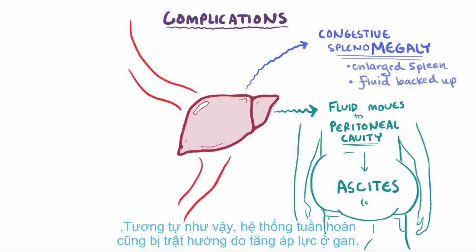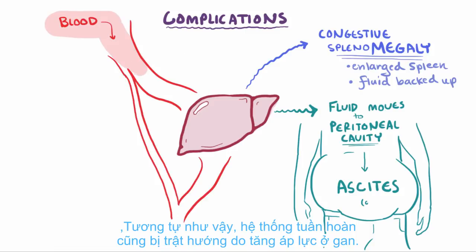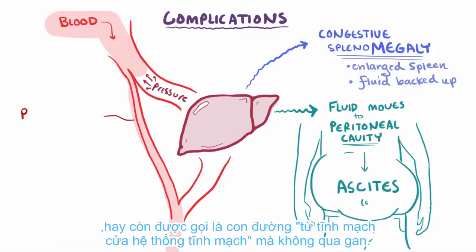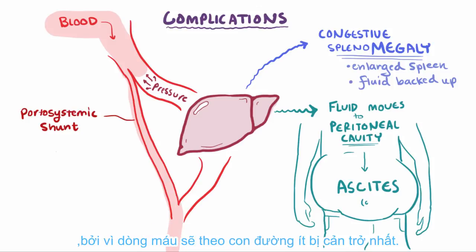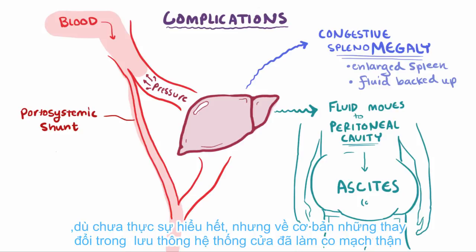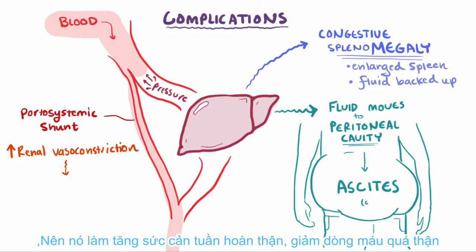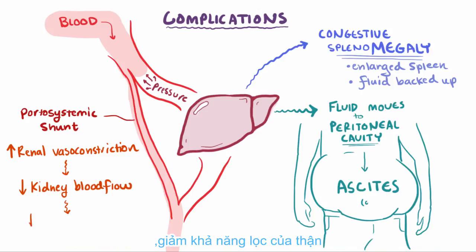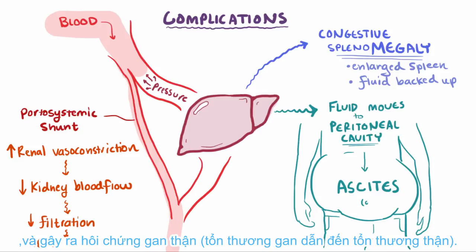In the same way, your circulatory system starts diverting blood away from the liver because of the high liver pressures, and this is known as a portosystemic shunt. And this happens because blood flow follows the path of least resistance and basically shunts away from the portal system and towards the systemic system of circulation. Though not fully understood, these changes in portal flow ultimately trigger renal vasoconstriction, so increased resistance in the renal circulation, which decreases blood flow through the kidneys, leading to decreased filtration, and hepatorenal failure, where kidney failure follows liver failure.